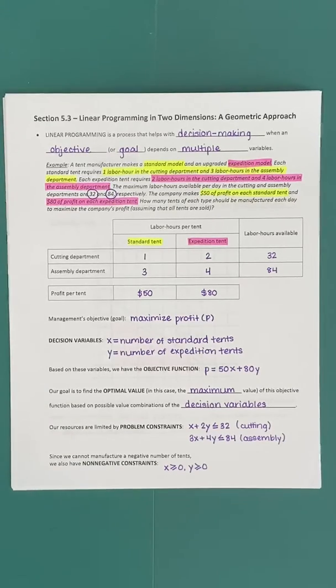We're going to make everything and then immediately turn around and sell it. So before I do anything else, I want to organize all the information I have in this problem. I can think of things being broken down into 4 categories. So we have a standard tent versus an upgraded expedition tent. And then based on each of those, we have time in the cutting department and time in the assembly department. So that essentially gives us a way to categorize in 4 different ways. Does it fall under standard tent or expedition tent? Does it fall under cutting department? Does it fall under assembly department?